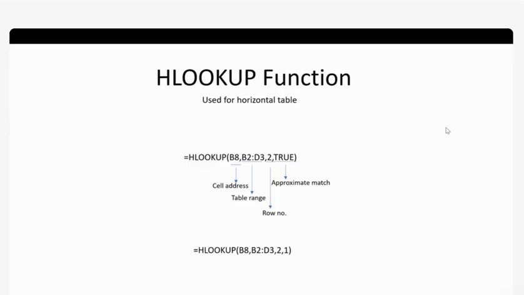Coming on to the horizontal lookup function, which is used for horizontal tables. This also takes 4 arguments just as the VLOOKUP function. Let us try and understand with the help of an example.